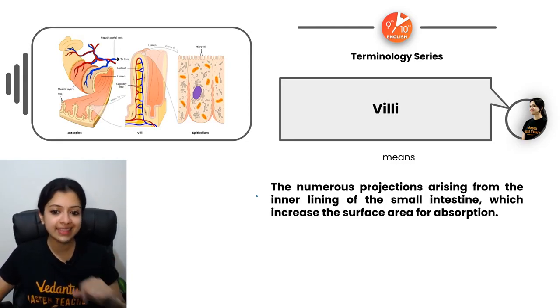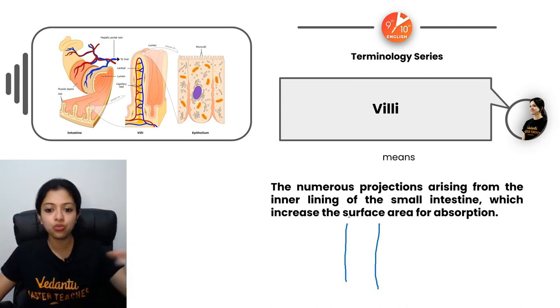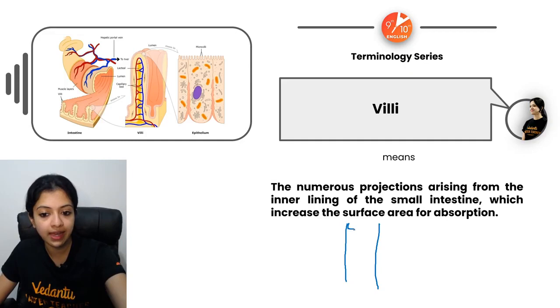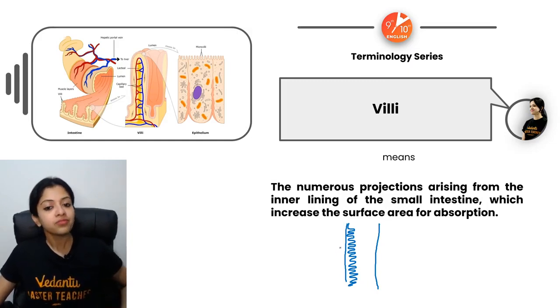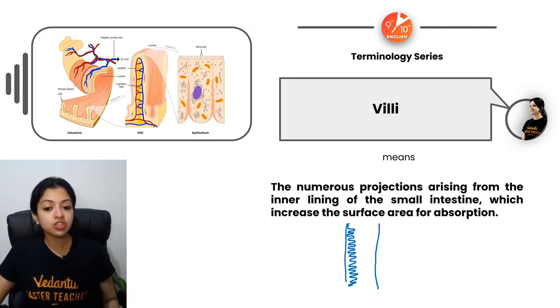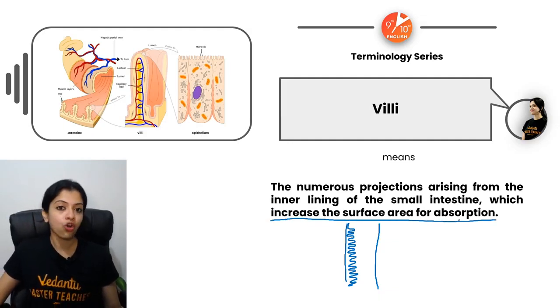What exactly are these? Well, if you remember, in the small intestine, I'll just draw the small intestine like this, like a straight tube. The inner walls of the small intestine are folded up into tiny, tiny finger-like projections. We call them microvilli or villi in general. Okay, villi are these projections which are there to increase the surface area of absorption of the nutrients.